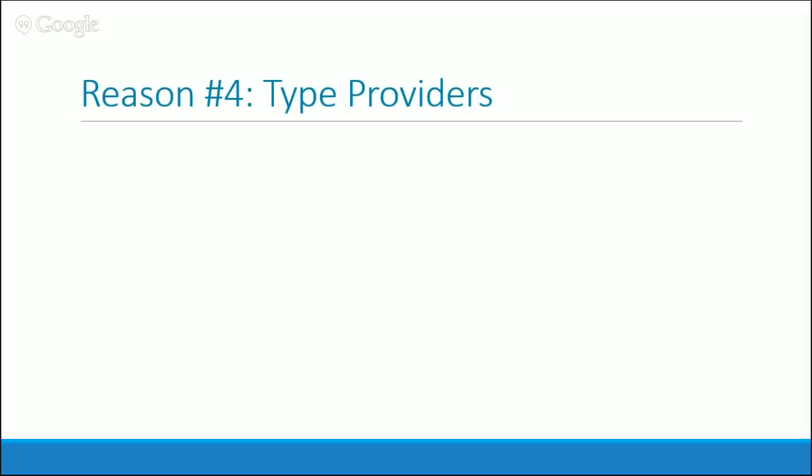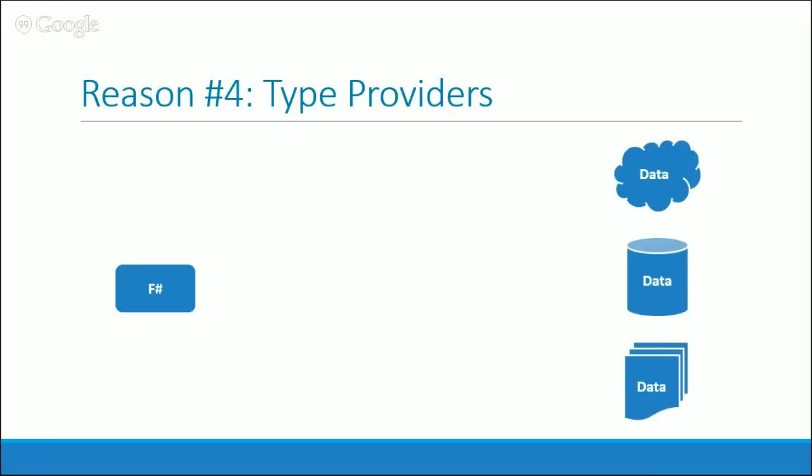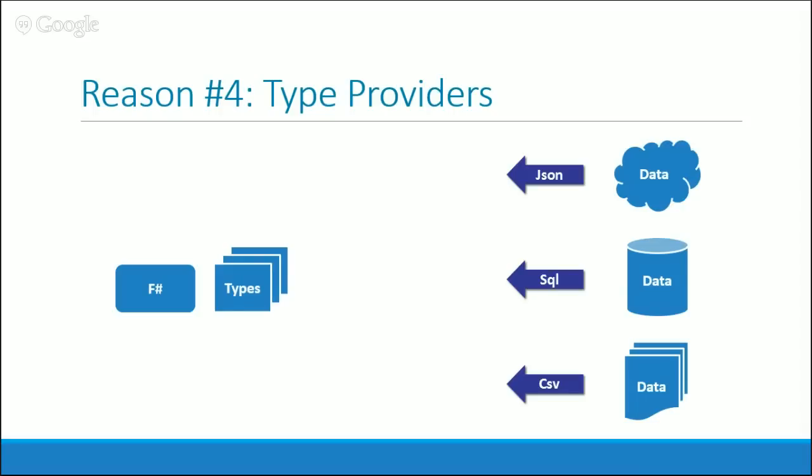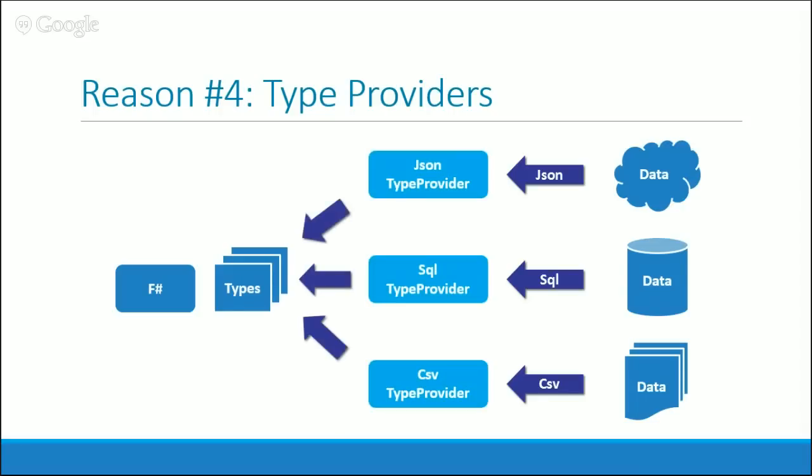So type providers are giving us types for us. So imagine we have F# on one side and we have data on the other side. And that data could come from different sources, could be on the cloud, in the database, and files. And that data will also come in different formats, potentially. But from the F# point of view, we only care about types. So what type providers do is to generate types for us, inferring the types from those sources of data.